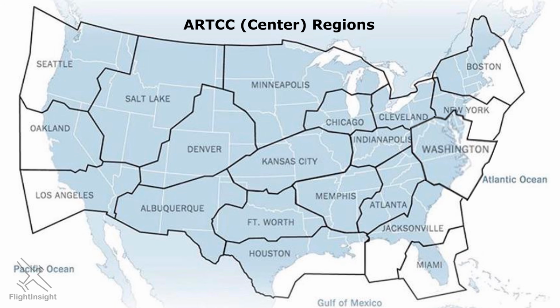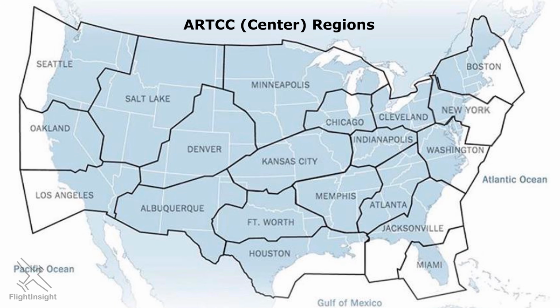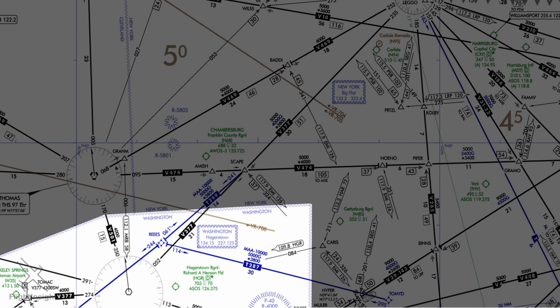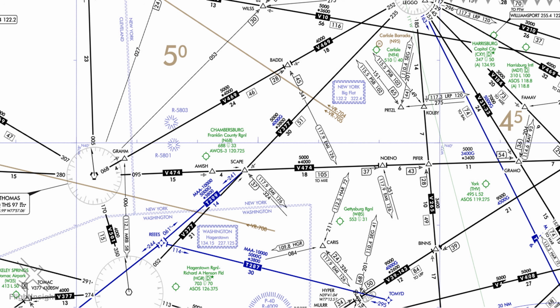These are the areas for Washington Center, New York Center, and Cleveland Center. The Enroute chart shows the boundary between centers' airspace. Here, this zipper line depicts the end of the Washington Center's airspace, where it intersects both Cleveland and New York. The chart also lists frequencies for the centers.